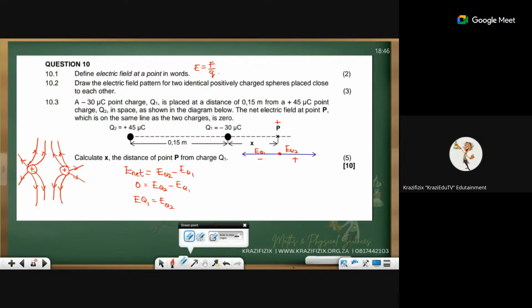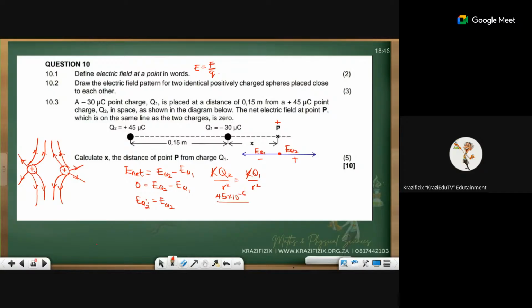EQ2. Are we on the same page? Now, what is the formula for E? E equals kQ2 over R squared, and kQ1 over what? Make sense? What is Q2? 45 times 10 to the power negative 6. Now, what is the distance between?